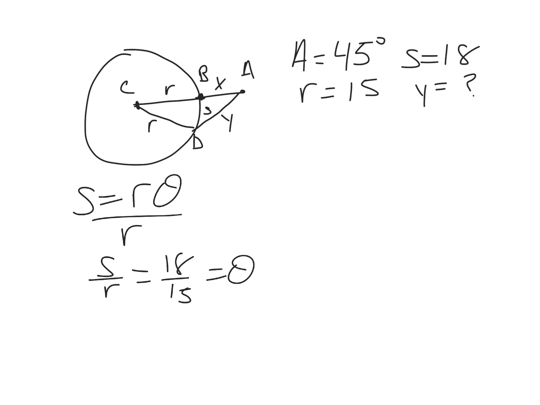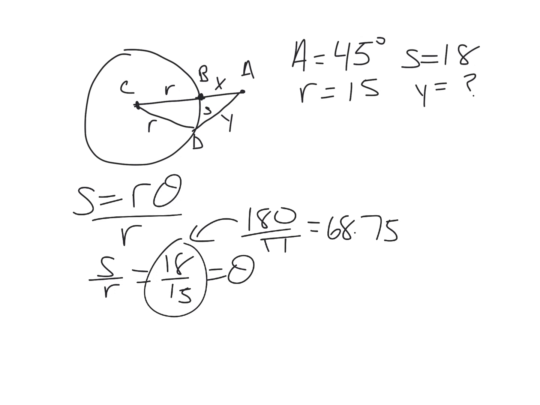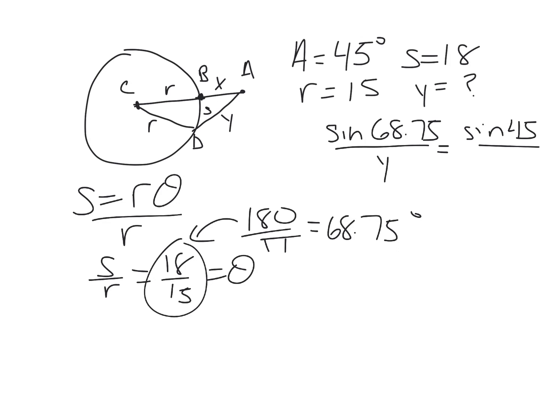What I can do, that's equal to your theta. That's in radians, so we need degrees, so you have to multiply this by 180 over pi. When you do that, you will get 68.75 degrees, okay? So that's going to be important for when we're trying to solve for y, because now that I have angle C, I can say that sine of 68.75 over, we don't know y yet, equals sine of 45 over r, which is 15.